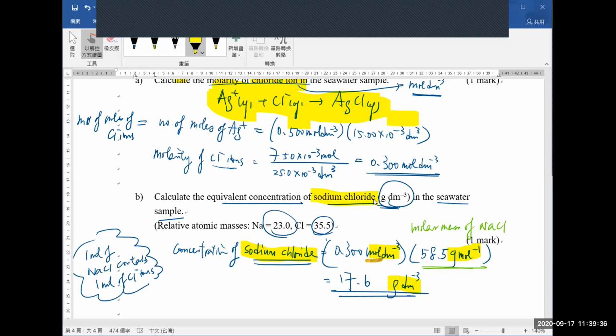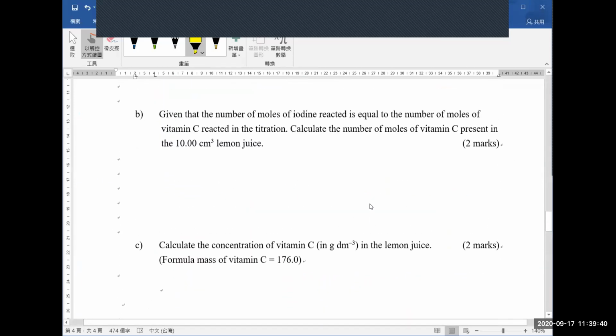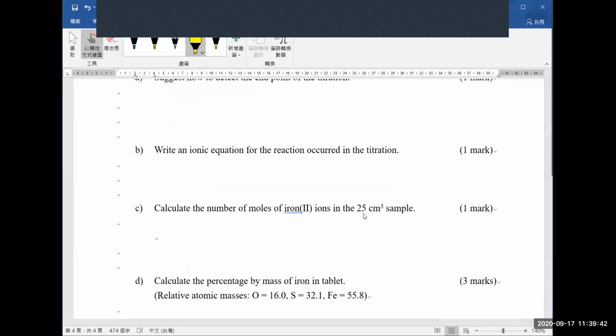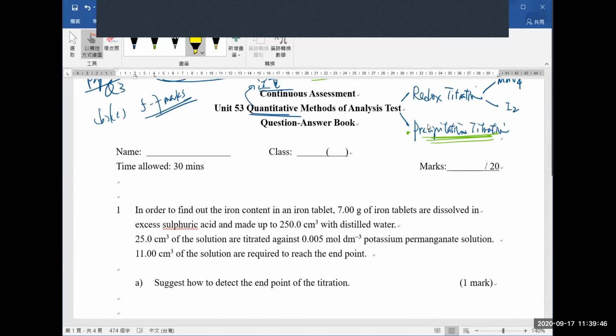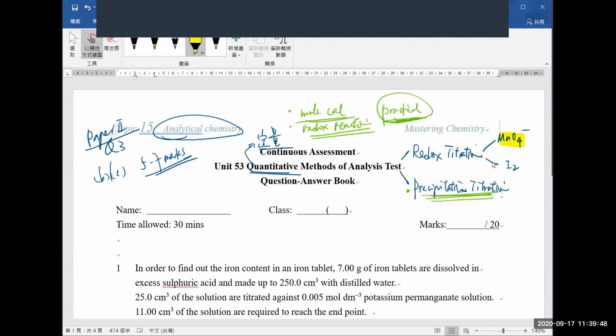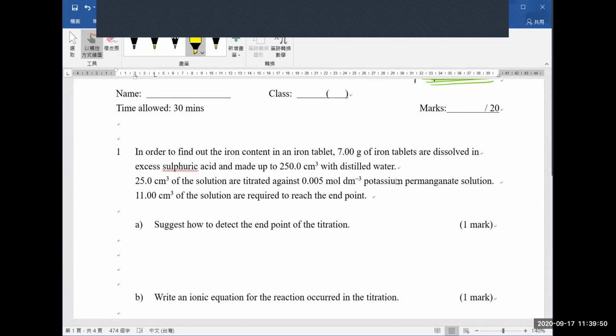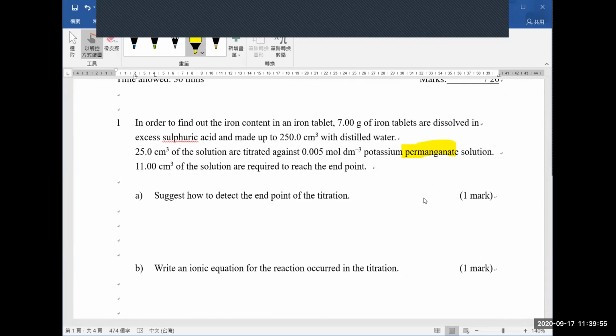Okay. Any questions? Now, if not, we come to question 1. Question 1 involves a redox titration of permanganate ion. So you may find permanganate here, right? Can you see that? In order to find out the iron content, you are going to have the 2 reactions.